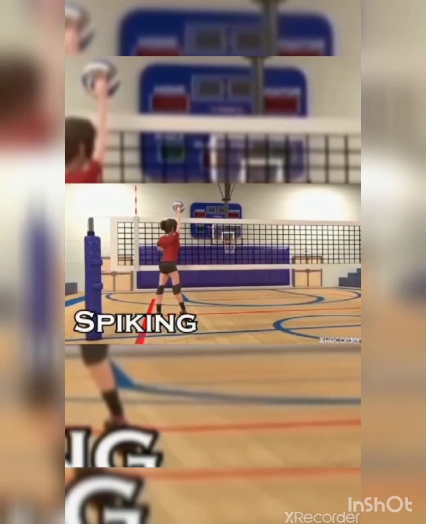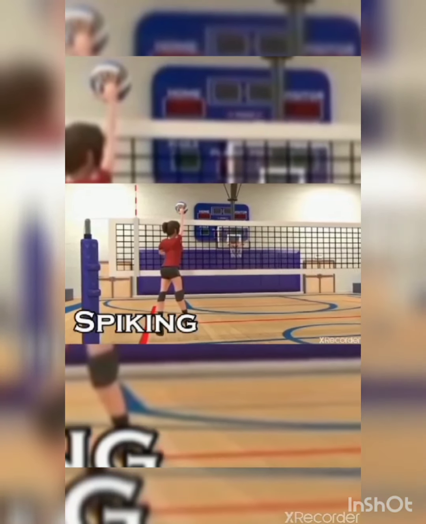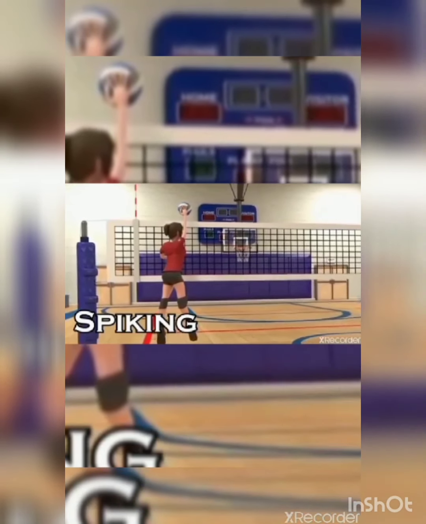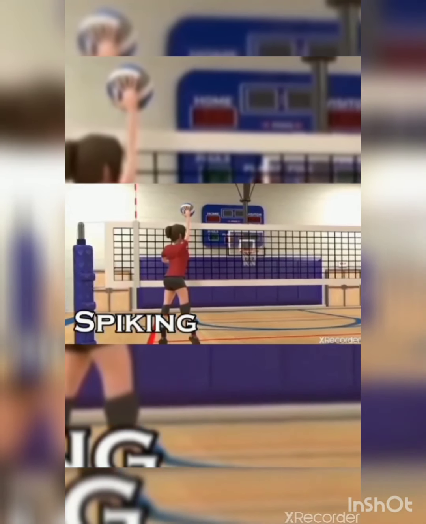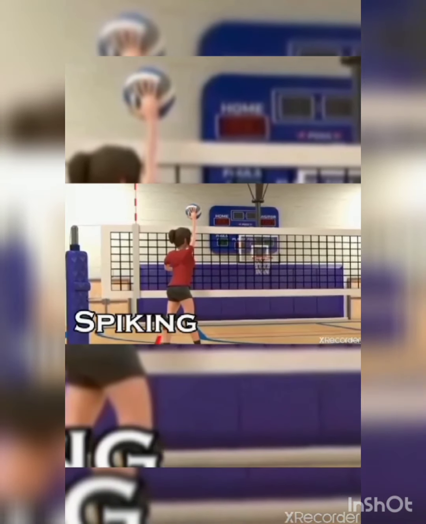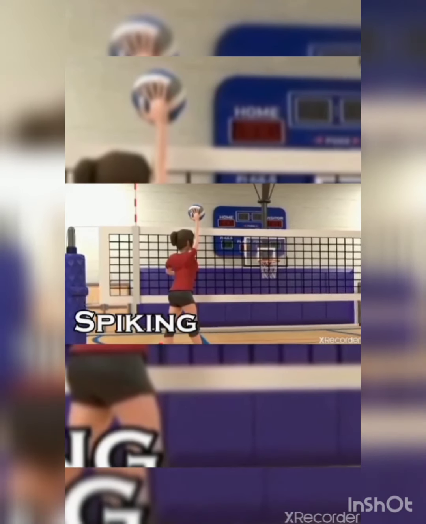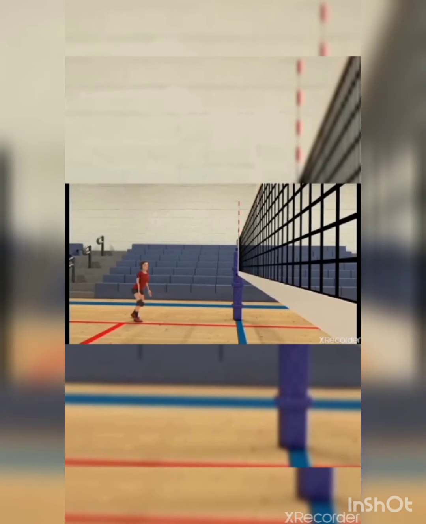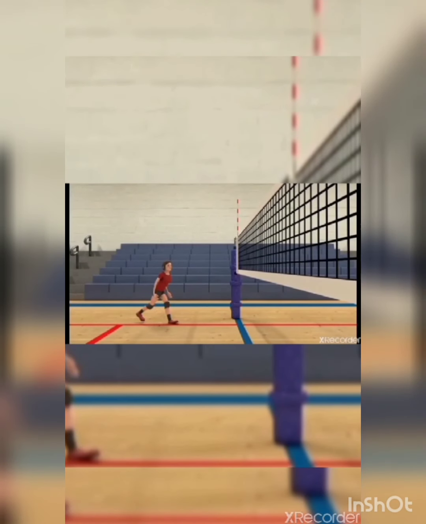Spiking. Spiking can be done by jumping up and swinging the stronger hand hard on the ball into the opposite team's side to gain points. This is also called a smash, or this spiking can also be done in the service form.